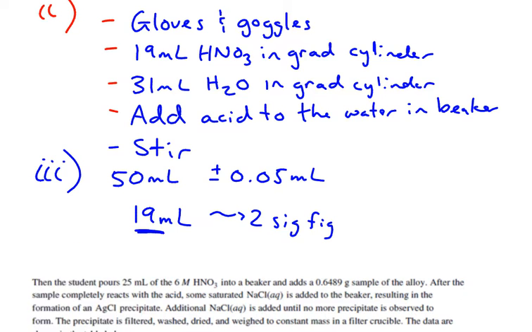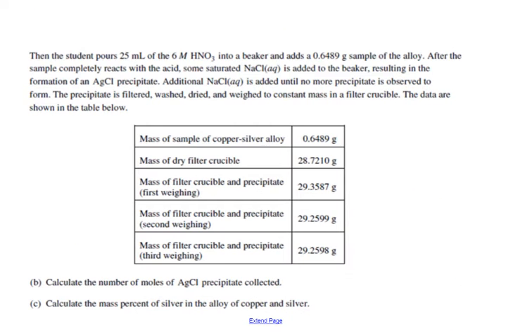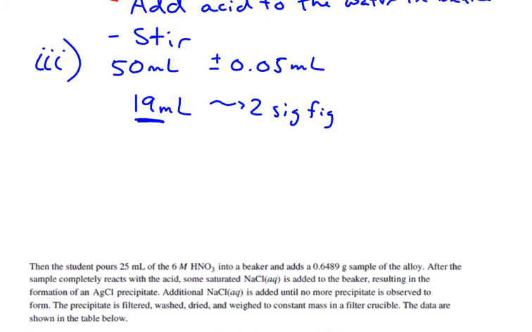And number four. During the preparation of the solution, the student accidentally spills about 1 mL of 16 molar HNO3 on the bench top. The student finds three bottles containing liquid sitting near the spill: a bottle of distilled water, a bottle of 5% NaHCO3, and a bottle of saturated NaCl. Which of the liquids is best to use in cleaning up the spill? Justify your choice.